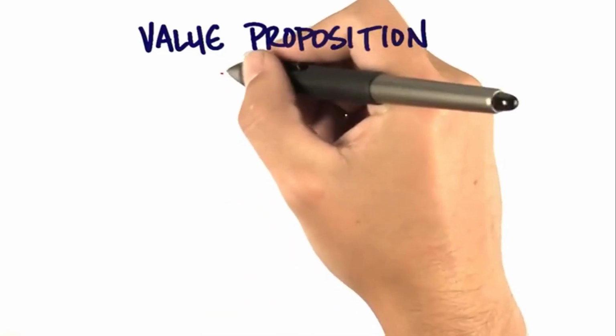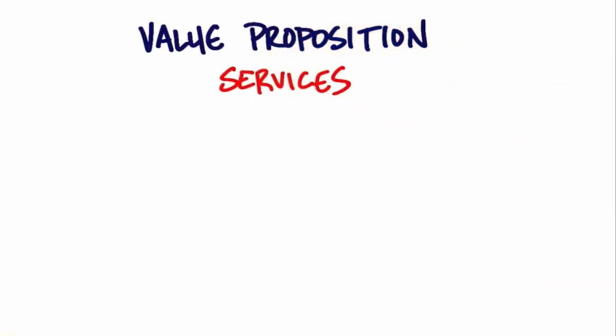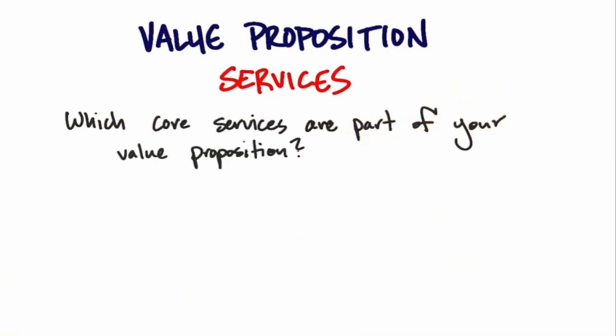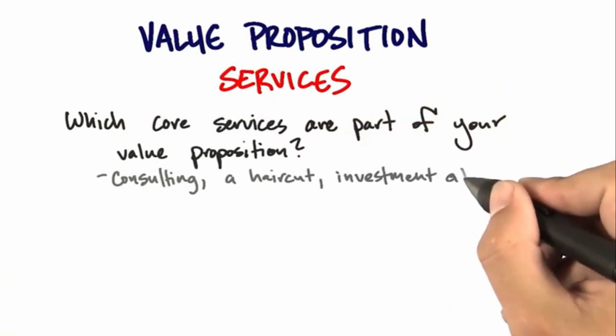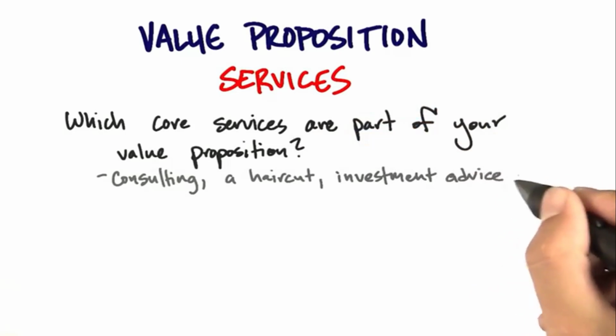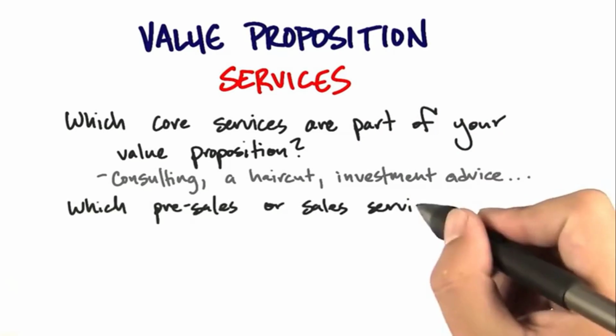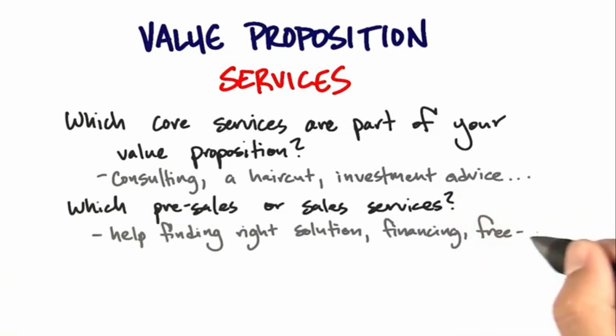And a value proposition for a company that's selling services is kind of the same. You just need to ask, what are the core services that are part of your value proposition? Consulting, haircut, investment advice. And if you're selling software or hardware, you could have separate services that are part of this whole product: pre- and post-sales services, finding the right solution, financing, free delivery.